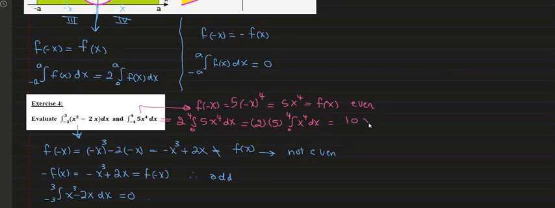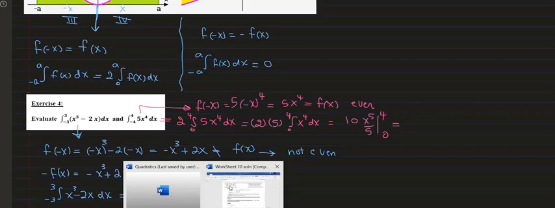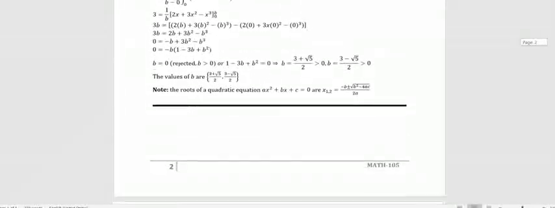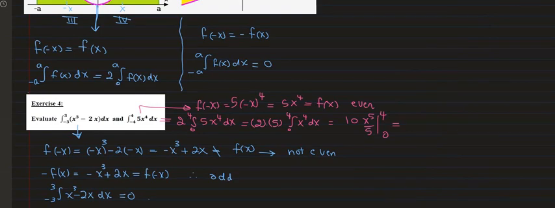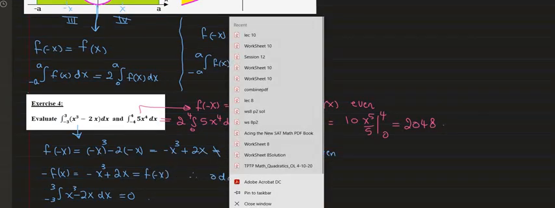dx, so we get 10, and the integration of x to the power of 4 is done by the power rule as long as the power is not negative 1, so we add 1 and divide, and then we substitute by the 4 and 0 in order to get the result, which we can double check here in the solution. It's 2048. That's it. Very well. Let's move to the other exercise.